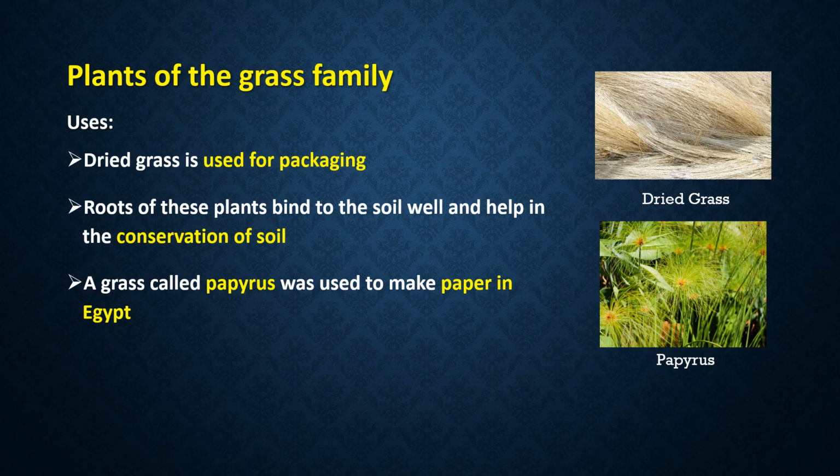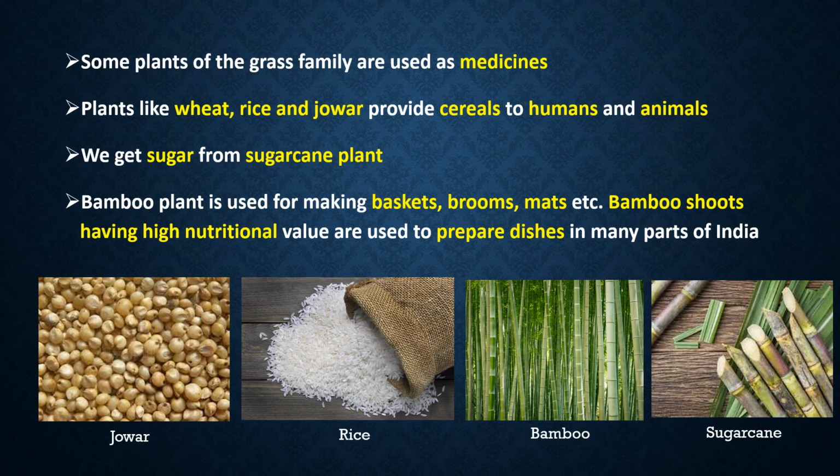Let us look at the uses of the plants of the grass family. Dried grass is used for packaging. Roots of these plants bind to the soil well and help in the conservation of soil. A grass called papyrus was used to make paper in Egypt. Some plants of the grass family are used as medicines. Plants like wheat, rice, and jowar produce cereals for humans and animals.